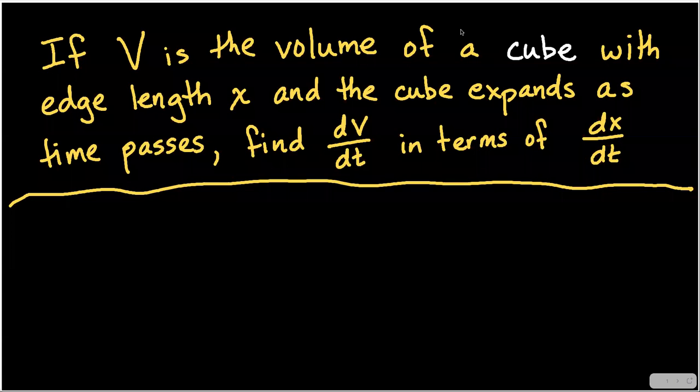If V is the volume of a cube with edge length x, and the cube expands as time passes, how do I find dV/dt in terms of dx/dt? So we've got a couple of things we have to figure out. First thing we have to figure out is how are we going to find these dV/dt and dx/dt?